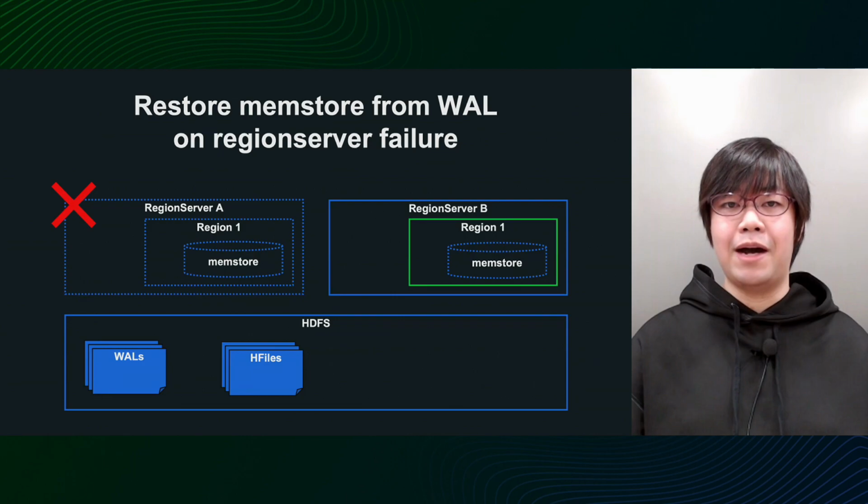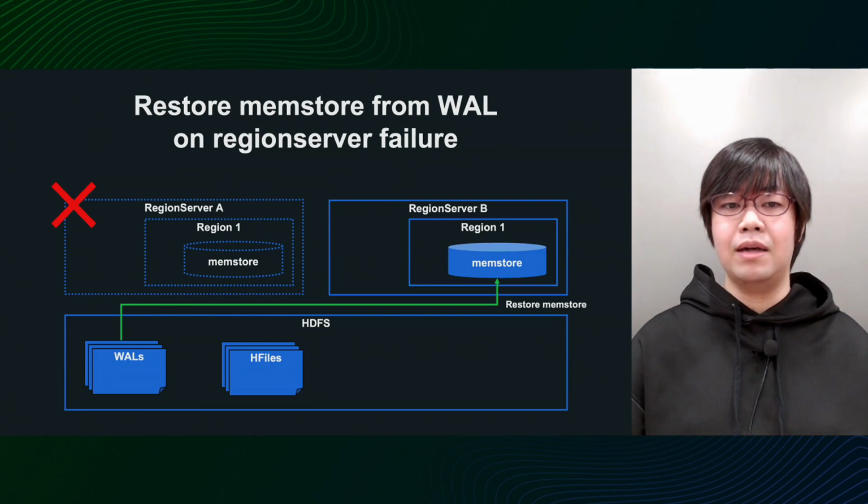Let's assume that a trouble happened with this region server A. In this case, the HMaster will reallocate the region 1 that was allocated to region server A to another region server, which is region server B. As I mentioned earlier, the WAL files and HFiles on HDFS can still be accessed, but the contents of the memstore, which is the data store on memory, will be lost.